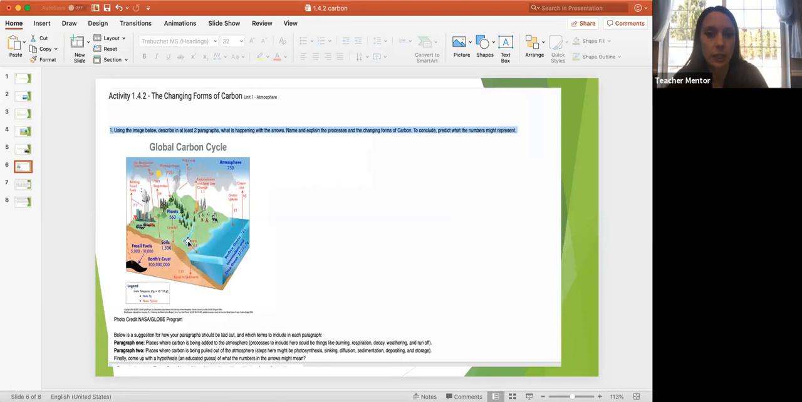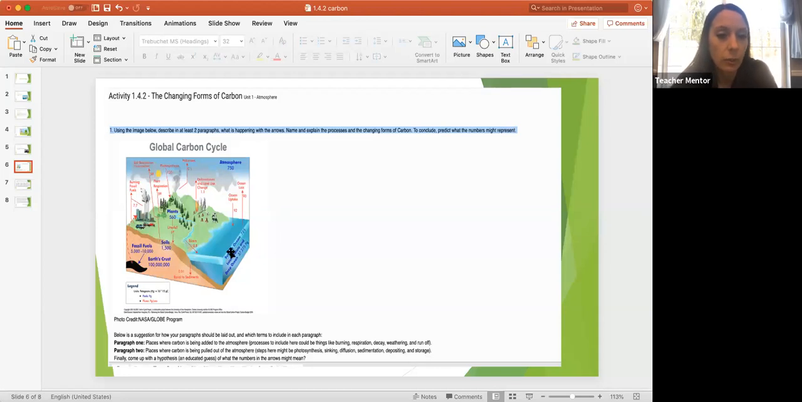Okay, so let's take a look at this activity 142, changing forms of carbon. This is a tricky one for students because it's asking them to analyze this picture and then write up a little bit of information to summarize it. So use the image below to describe in at least 2 paragraphs what is happening with the arrows. Name and explain the process and the changing forms of carbon. To conclude, predict what the numbers might represent.